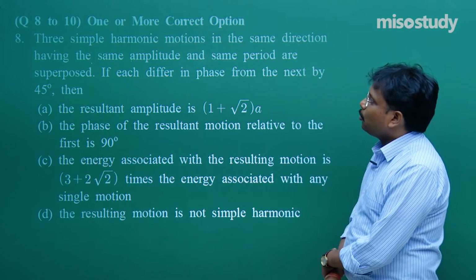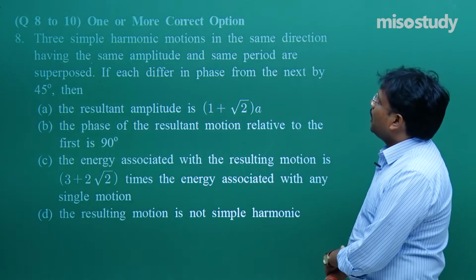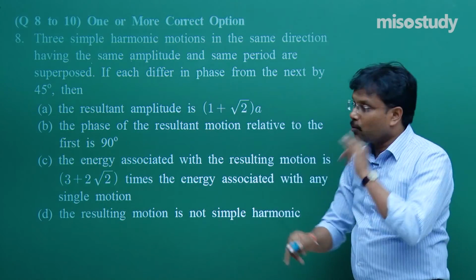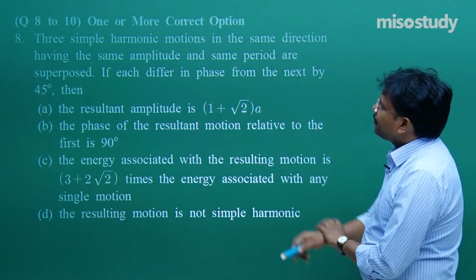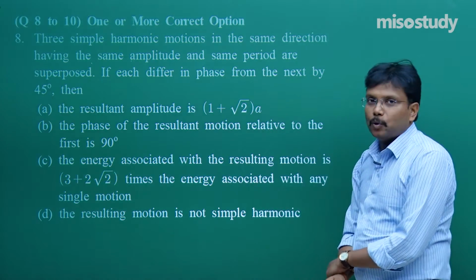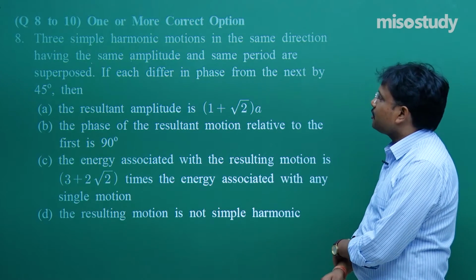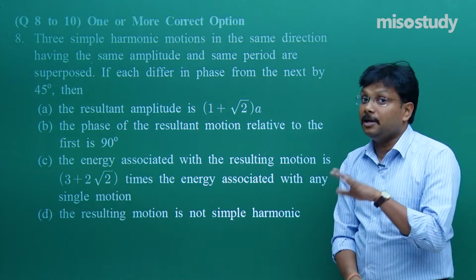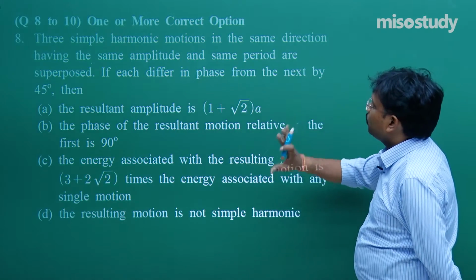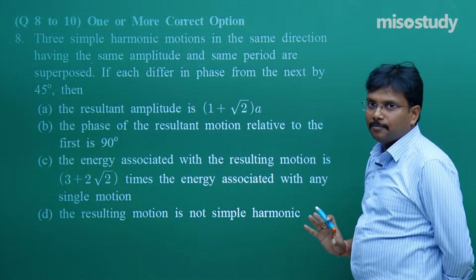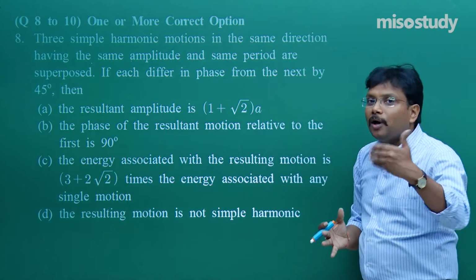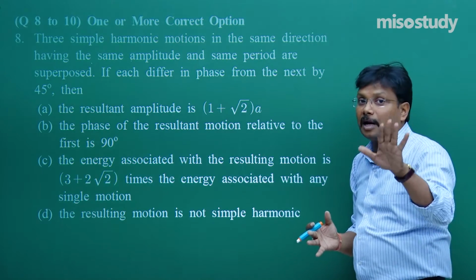3 simple harmonic motions means 3 SHMs in the same direction, having the same amplitude and same period, are superimposed. If each differs in phase from the next by 45 degrees, then now, if 3 simple harmonic motions having the same amplitude, same time period, but phase difference pi by 4 are superimposed, what are the equations of those SHMs? First we will write down that.